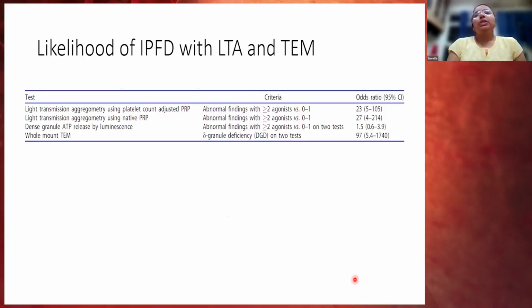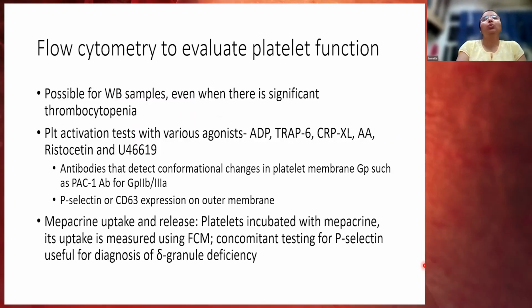So what is the likelihood if we are doing these two tests? Again, if our light transmission aggregometry shows abnormal findings with two or more agonists, we are very likely to have a platelet function defect at our hands. Understand here that with PPP adjustment, it is not as good as using only the native PRP without adjusting the platelet count. So if we don't do platelet count adjustments, we actually get better results. For dense granule ATP release by luminescence, the odds ratio is lower. However, if we do a whole mount TEM, then we can pick up the dense granule deficiency far better. And again, remember here that the testing has been done on 2 occasions.